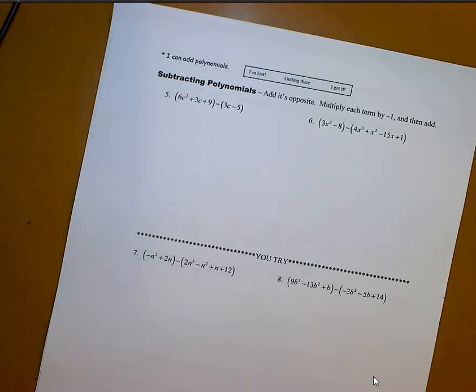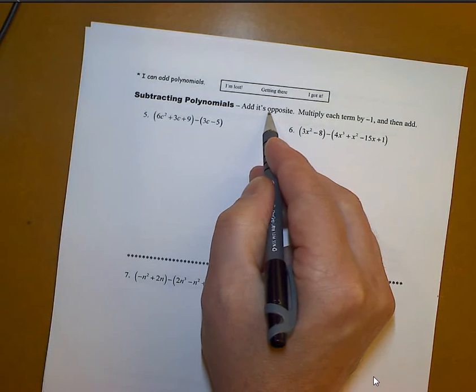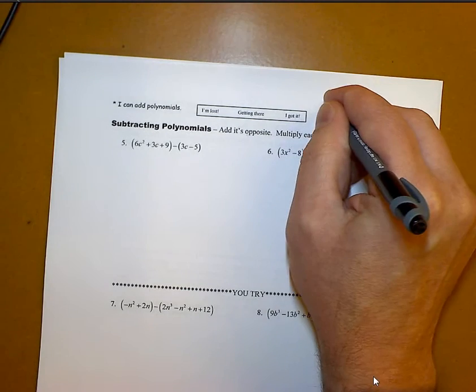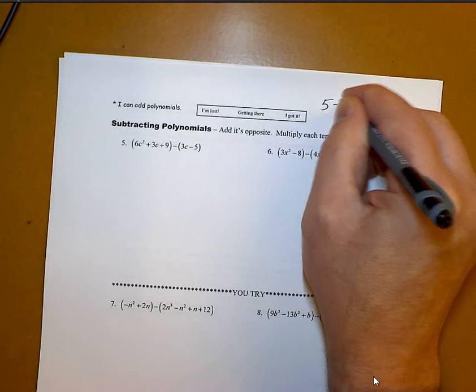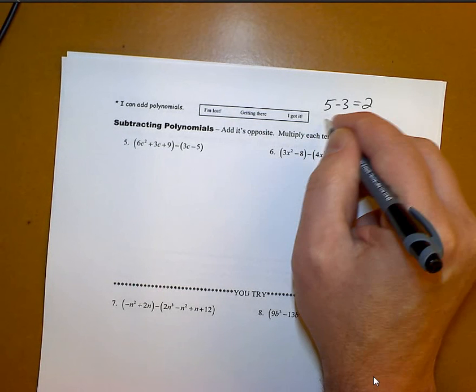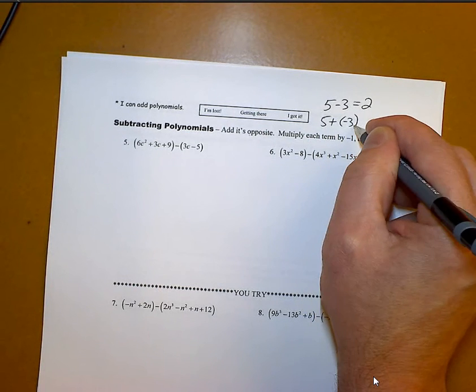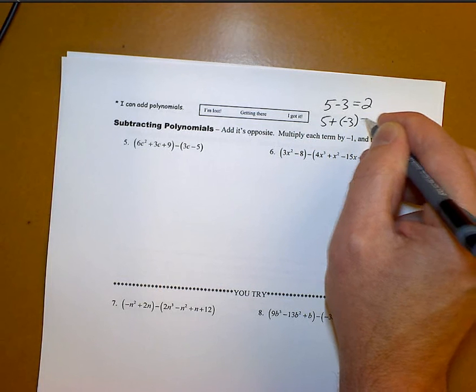Okay, we did adding, now we're going to do some subtracting. So, how do we subtract polynomials? Well, we add its opposite. If I give you an example, if I said, what is 5 minus 3? I think everybody would say 2. But I could also say 5 plus a negative 3 equals 2.